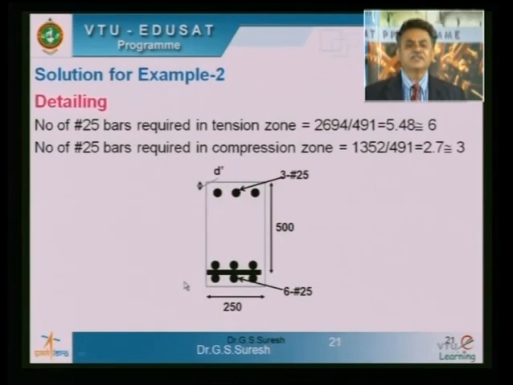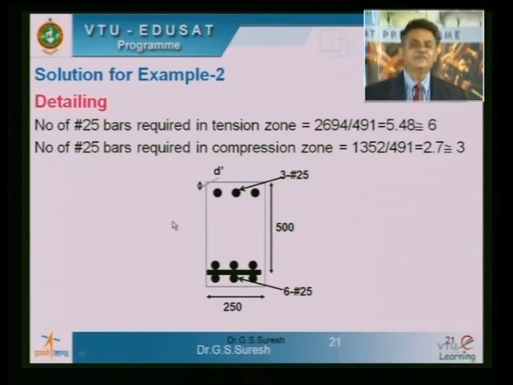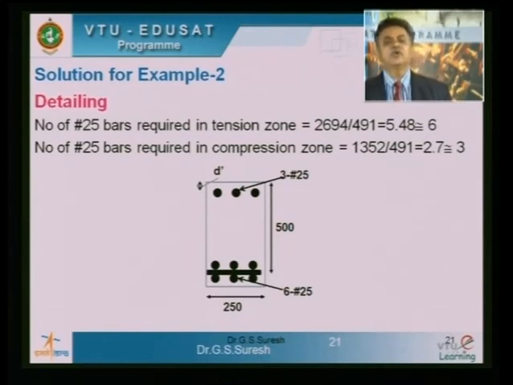We have to make a detailing of this. So I have shown you how to make a detail. What is the meaning of detailing? To find the number of bars required in tension zone and number of bars required in compression zone. After you get a few experience on the problems, you can decide what should be the diameter of the bar I have to assume.